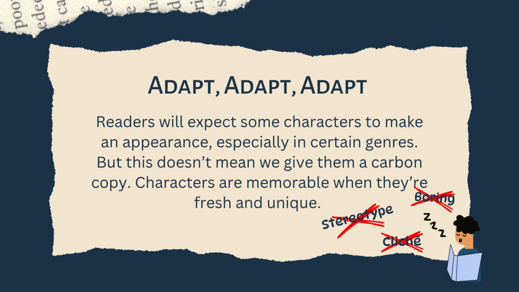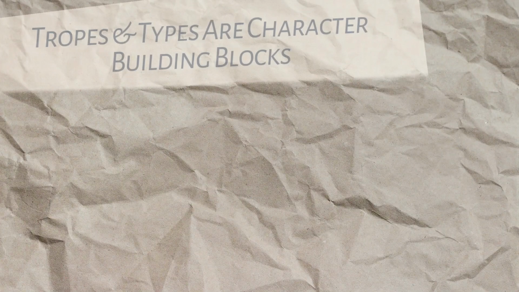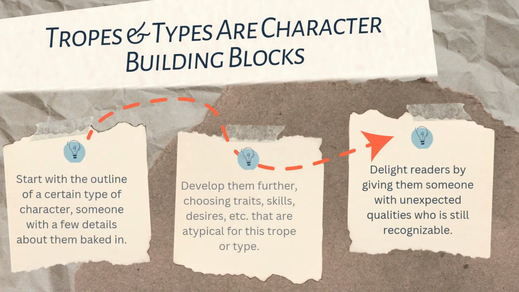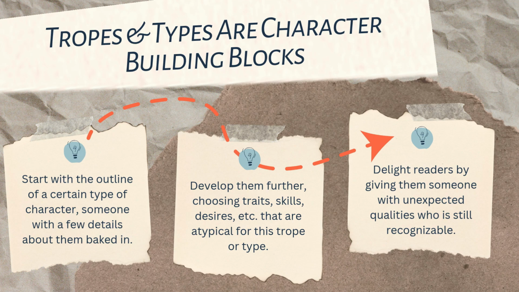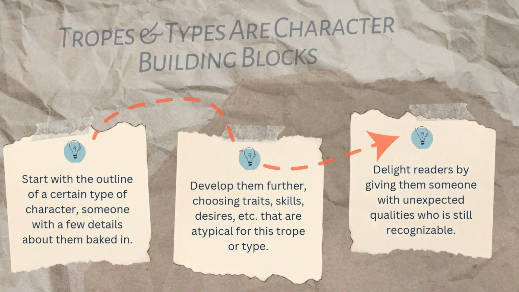The drawback is that if you rely solely on the historical version of the type or trope, you end up with a character we've all seen before, boring and predictable. A good balance is to keep enough of the building blocks so the character is recognizable, but add some twists to make them fresh. This is essentially what the type and trope thesaurus helps you do. Let me show you what I mean.